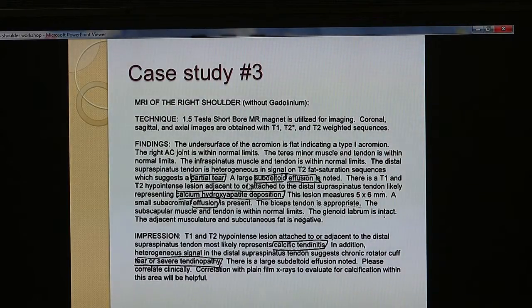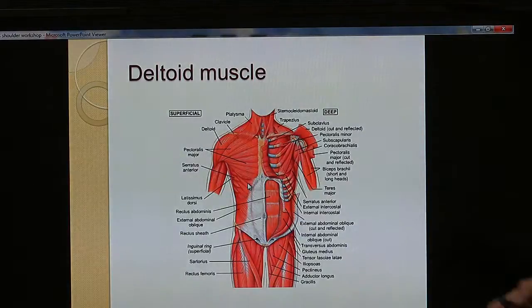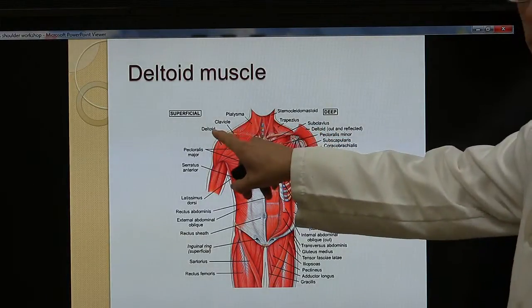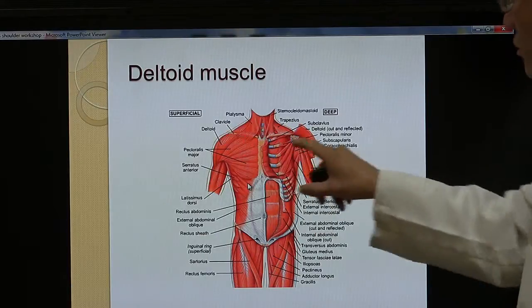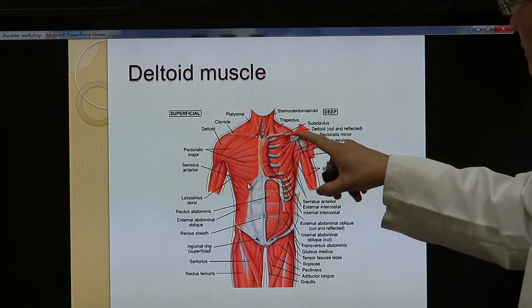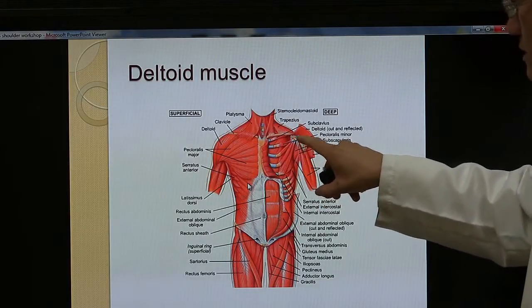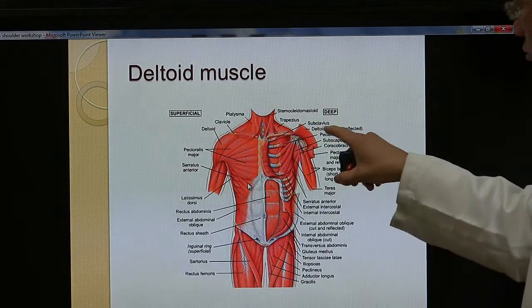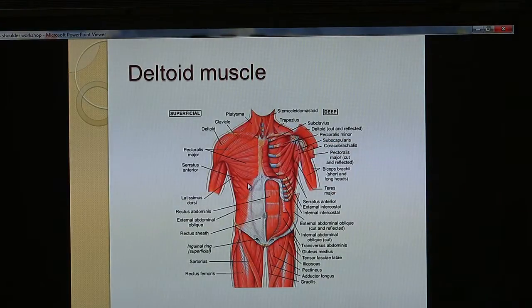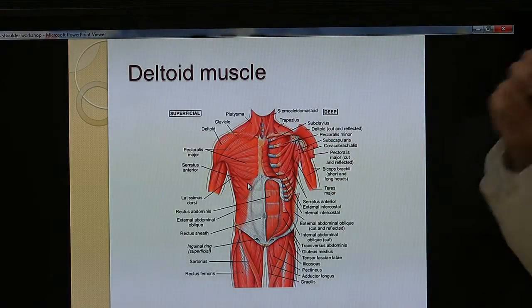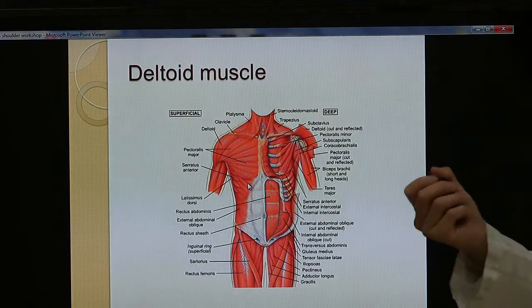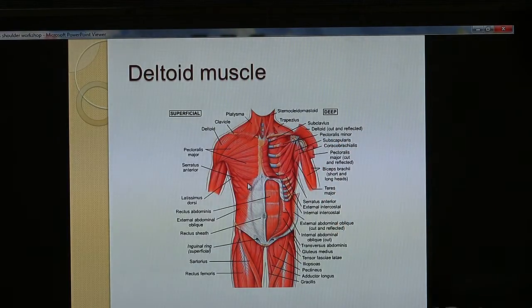There is a large subdeltoid effusion noted. So what is subdeltoid effusion? This is the deltoid muscle right here. When you open up the deltoid muscle, there's a lot of water collection or water effusion under here. That's called subdeltoid effusion. It's very, very common. Now again, if you move your arm up this way and it causes severe pain, then we know the deltoid tendon has been torn, has been damaged as well.